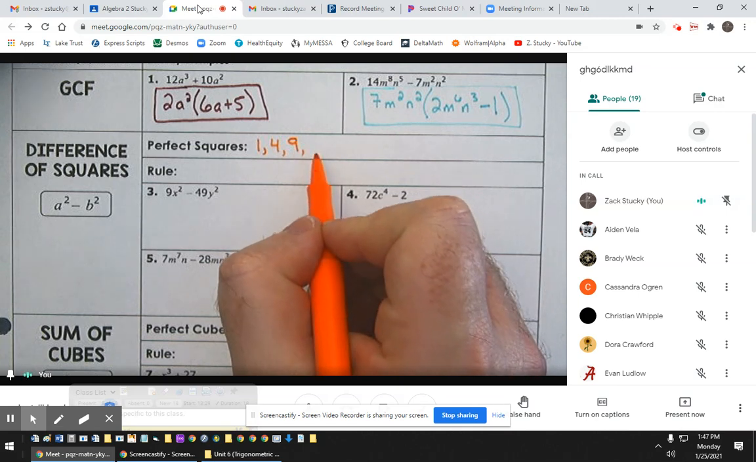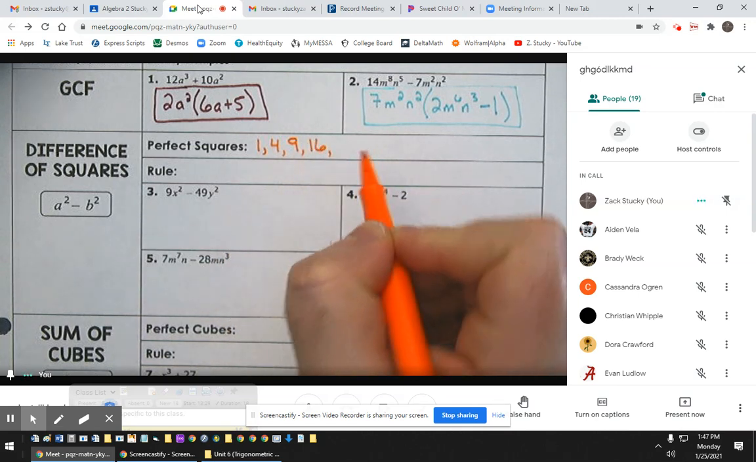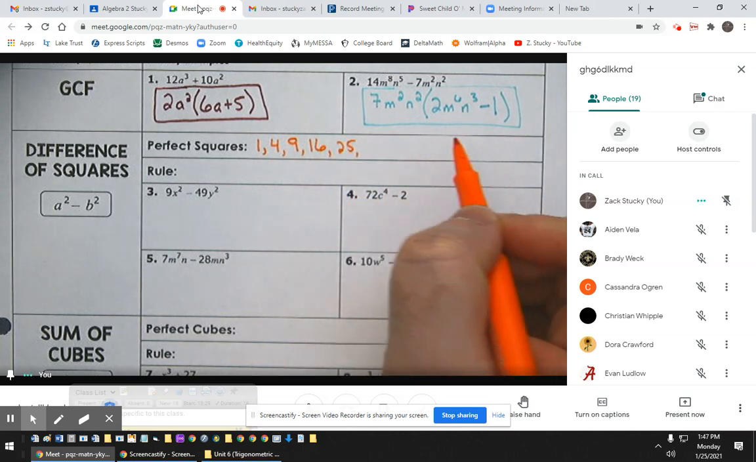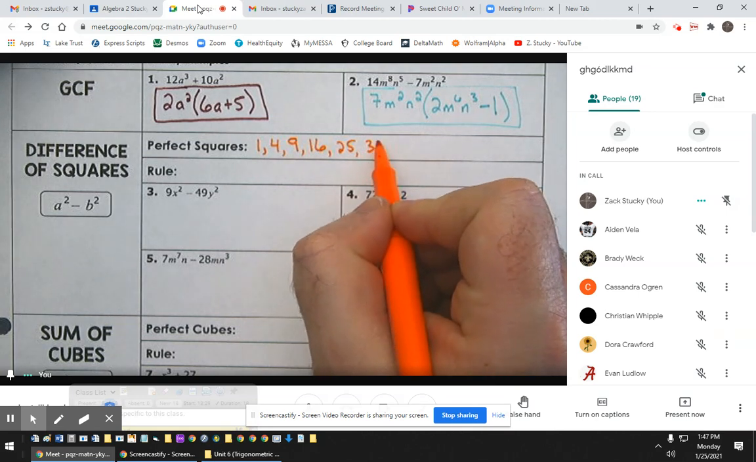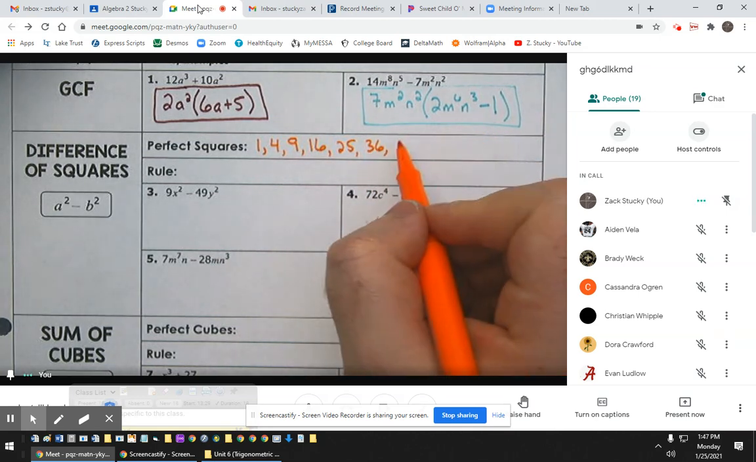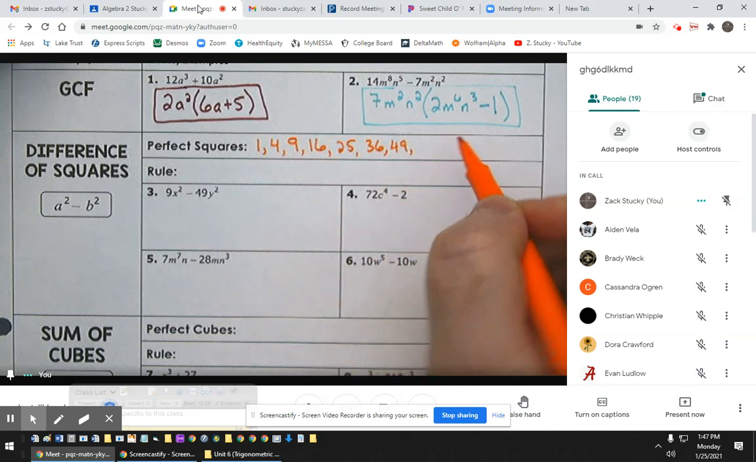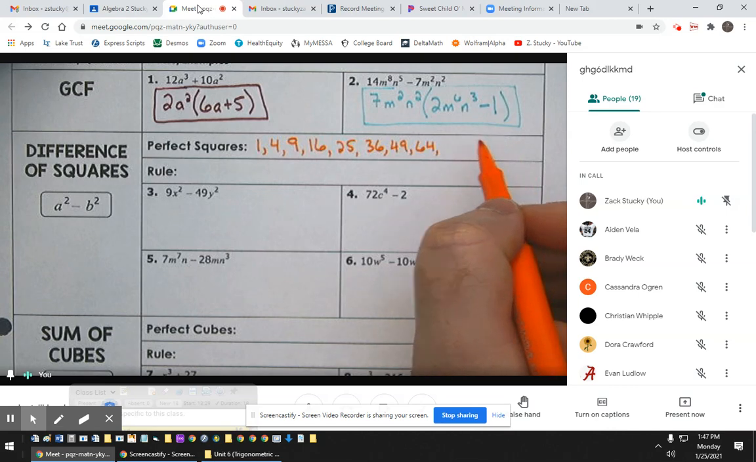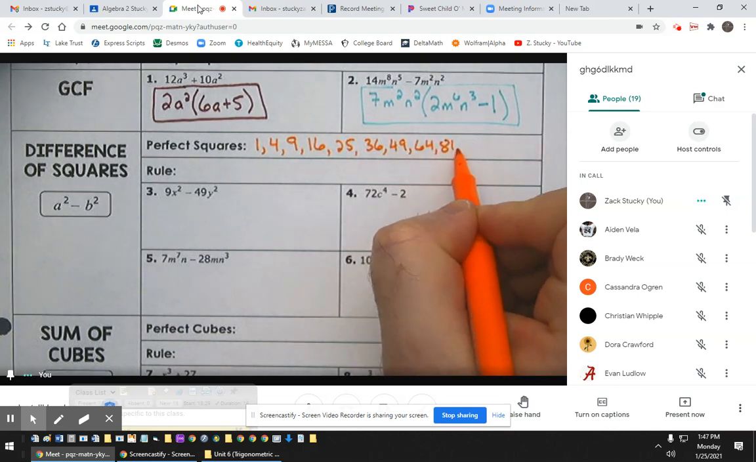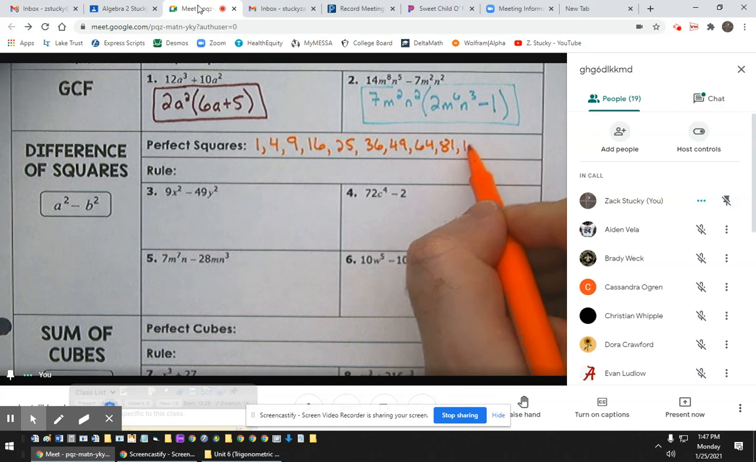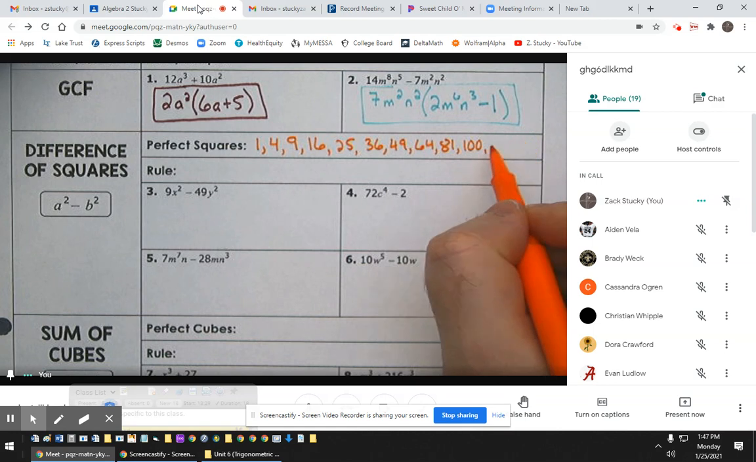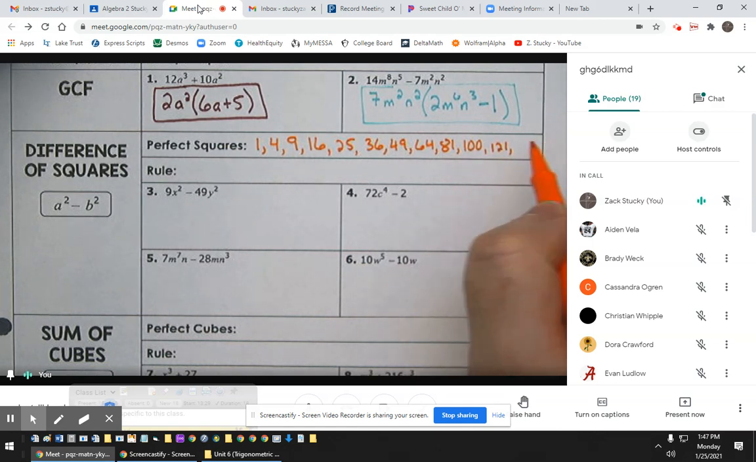4 squared is, let's see if you guys get through 12. 5 squared? 25. 6 squared? 7 squared? 8 squared? 9 squared? 10 squared? Now we get into the kind of tough ones. 11 squared? 121. 12 squared? And how long does this list go?